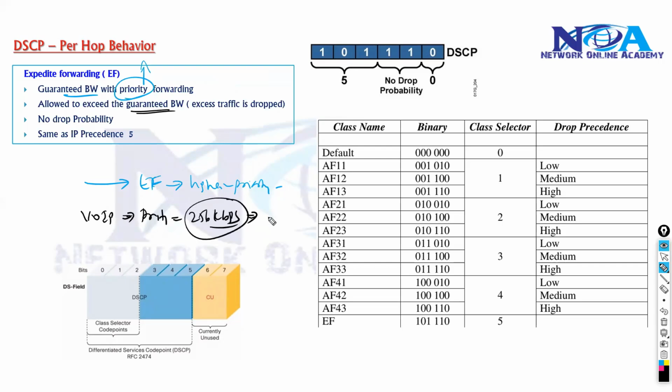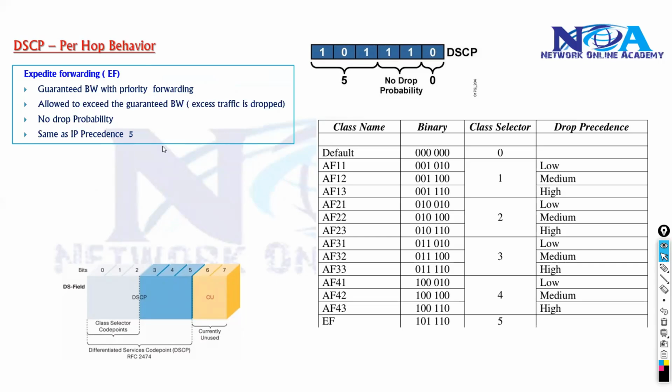We can even say that in case it exceeds, that traffic can be forwarded or dropped depending upon the conditions. And the main thing about EF is there is no drop probability bit here. Which means this traffic is considered highest priority and there are no dropping chances. It's more like the equivalent of the IP precedence value of 5, which is considered the highest priority traffic, and it will always be forwarded first. Meaning if there is any congestion, any traffic marked with EF will always be forwarded first.